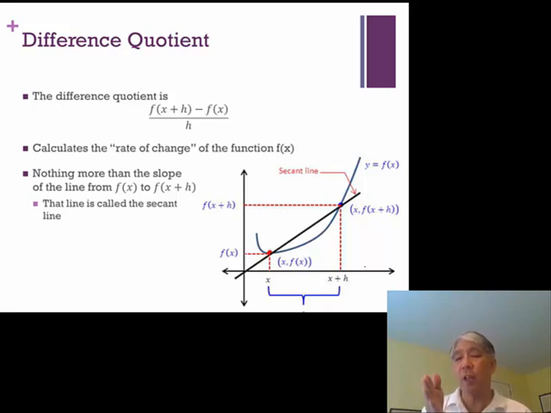And if I want to know how quickly it's changing from f of x to f of x plus h, I can basically choose those two dots on my curve and draw a straight line between them. That line is called the secant line. And it helps me calculate the rate of change of the function f of x between those two points. The difference quotient is nothing more than the slope of that secant line, because f of x plus h minus f of x is delta y, and h is nothing more than delta x. Rise over run, delta y over delta x. We'll talk more about slope in the next set of videos.